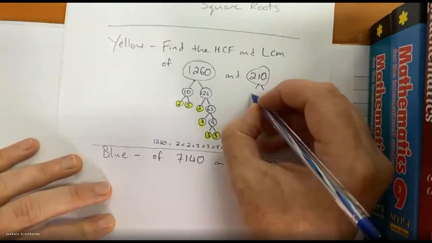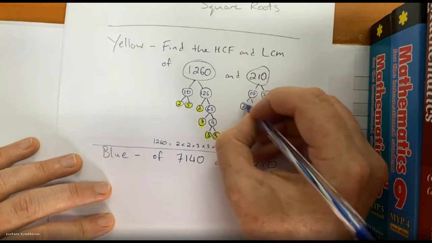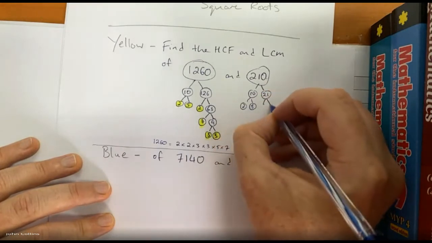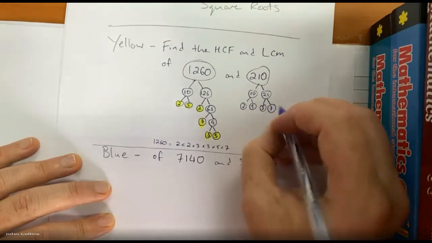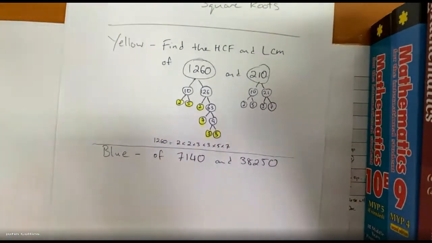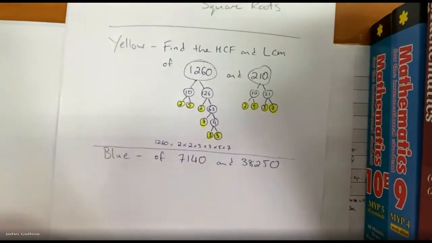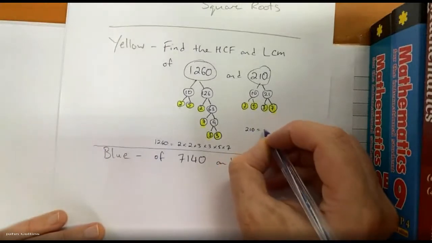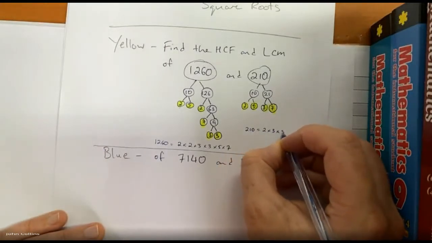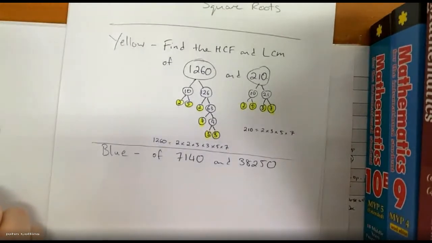210 can also be split up into 10 times 21. 10 is 2 times 5. And 21 is 3 times 7. And they're all prime already, so I don't need to go any further. We found all primes already here. So 210 can be written 2 times 3 times 5 times 7. Very good. All right, so that's the prime factors found.